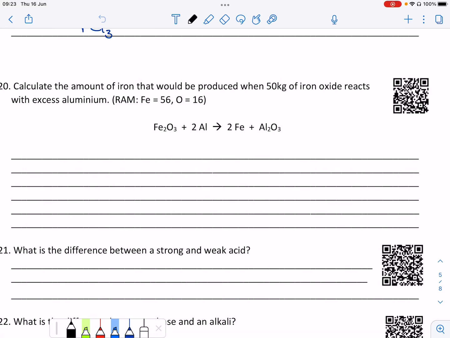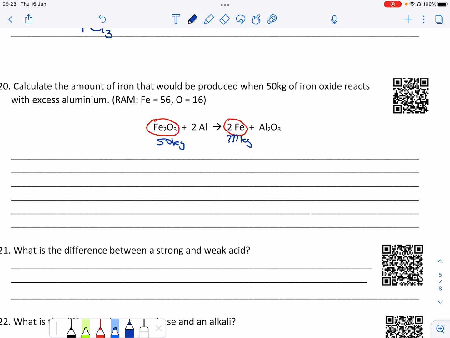Okay, this calculation here, first of all, from the question, we can see that we're being asked to calculate the amount of iron that's going to form from the iron oxide, so I'm interested in that. I'm also going to write down the information: it's telling me there are 50 kilograms of iron oxide, and it wants me to calculate the mass of iron.